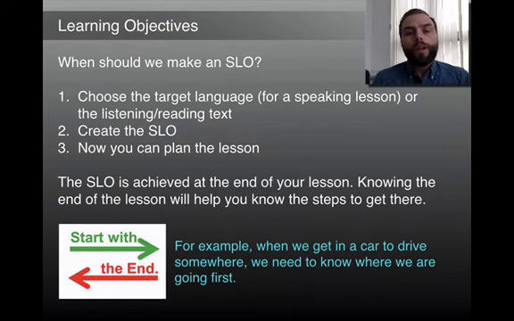So, when should we make a student learning objective? Well, first thing you need to do is choose the target language. For example, for a speaking lesson, we would need to choose the target language first. Or for a listening or reading lesson, we need to know the text that we're going to use. So we need to do that first. We need to know the language that we're teaching or know the language that's in the text.